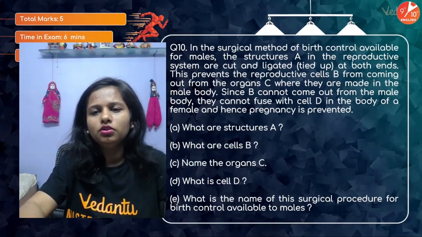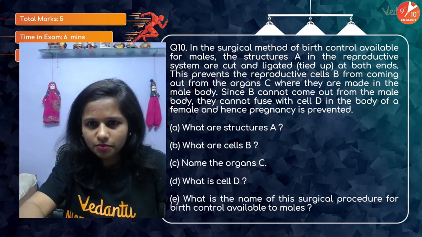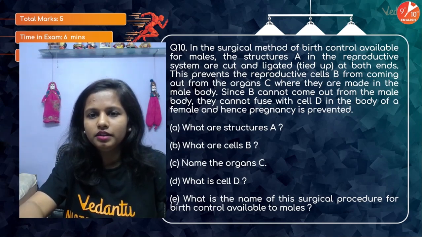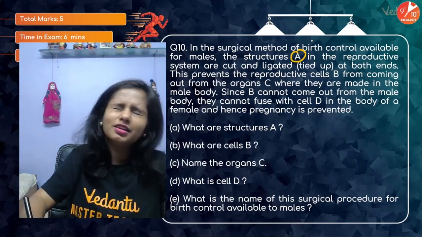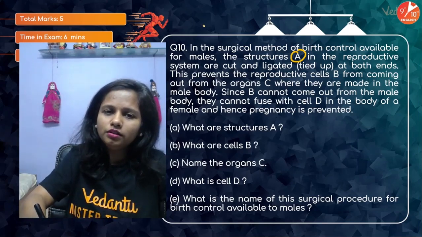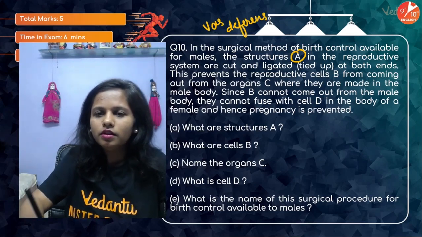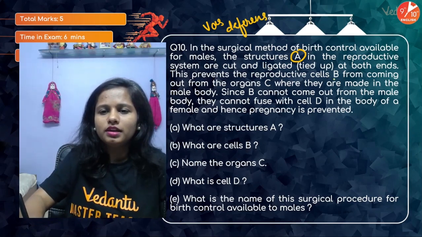In the surgical method of birth control available for males, the structure A in the reproductive system is cut and ligated at both the ends. In males, structure A is cut. So what is A? A has to be vas deferens. Now, this prevents the reproductive cells B from coming out of the organ C.